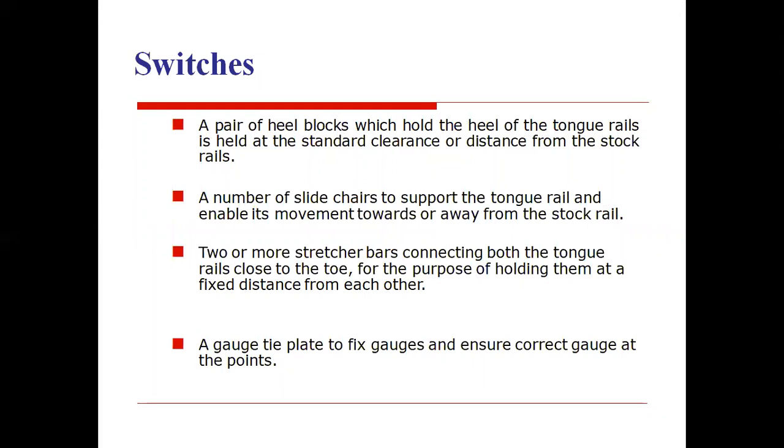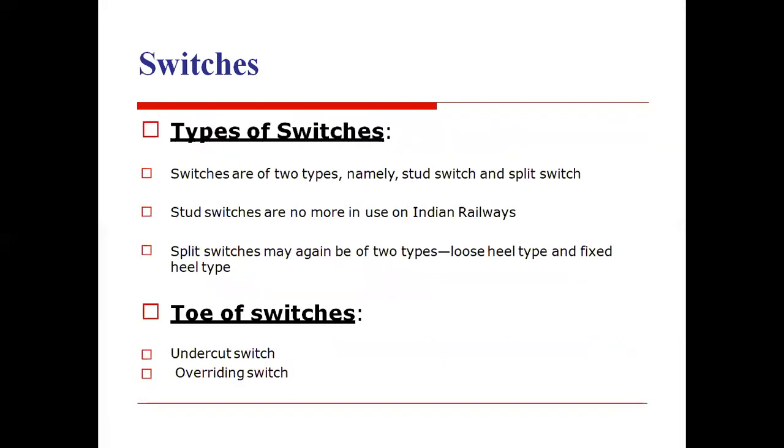Two or more stretcher bars connect both the tongue rails close to the toe for the purpose of holding them at a fixed distance from each other. A gauge type plate is used to fix gauges and ensure correct gauge at the points.